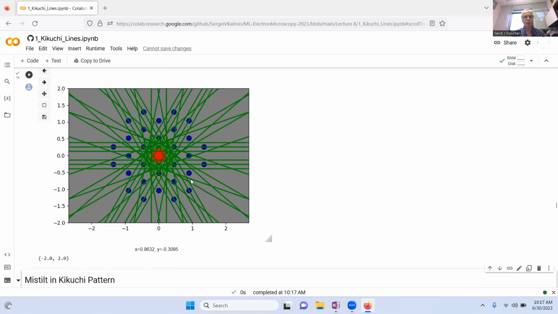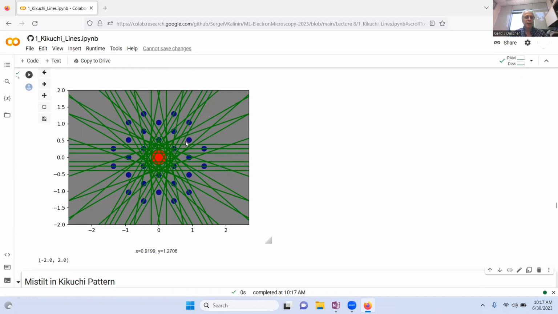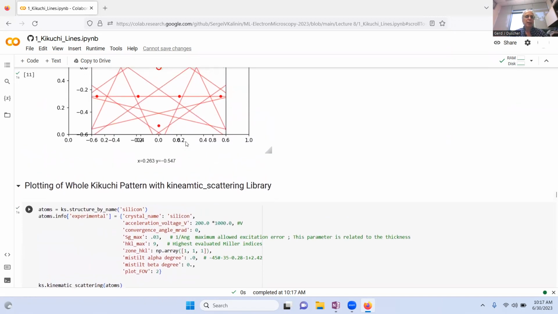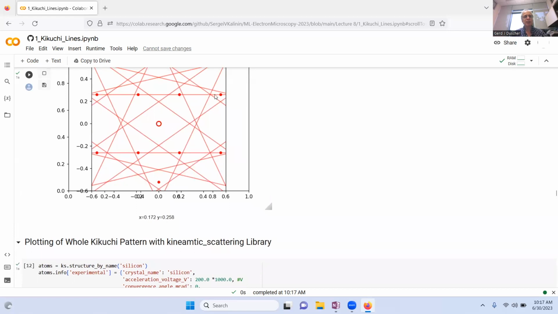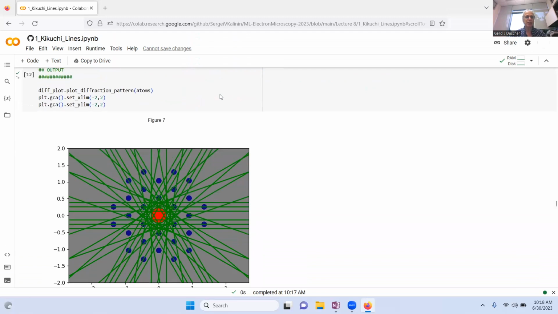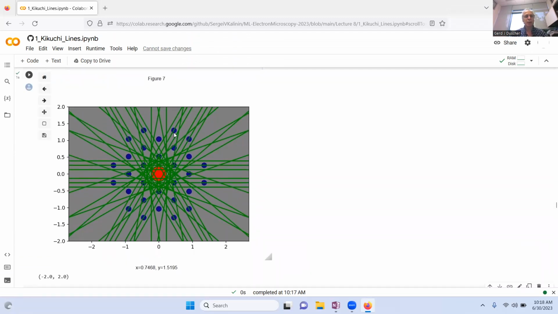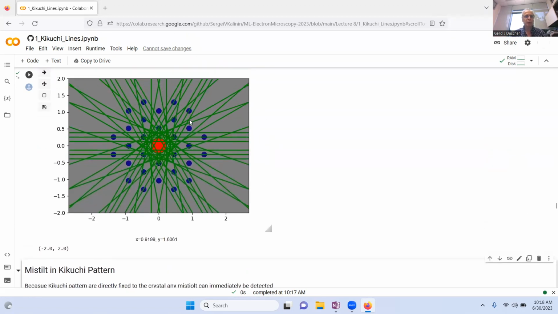So if it's a lower order zone axis, you have a lot of these Kikuchi lines coming together. The wider the Kikuchi line, or the Kikuchi band, I should say, the smaller the distance in real space. So a small order zone axis will have very, very thin Kikuchi bands. And so that's another idea of what's going on.